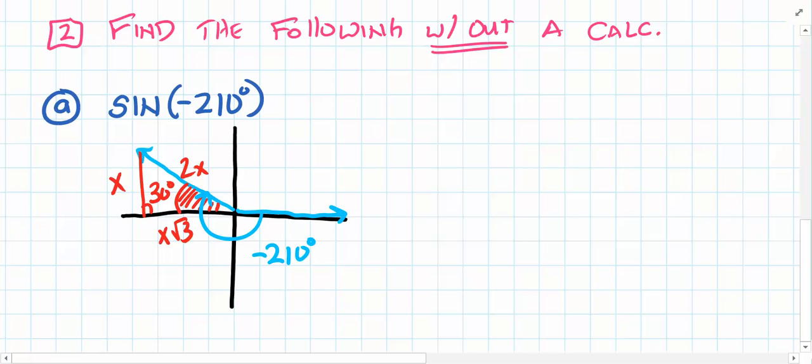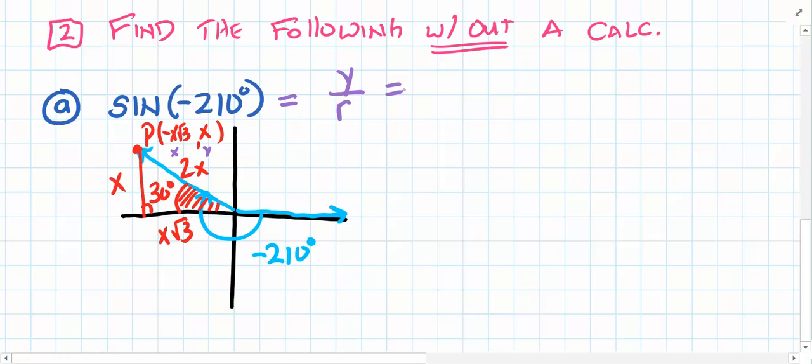Okay, now that we have the sides labeled, I want you to consider a point. So consider a point right there. We'll call that point P. What would be the coordinates of that particular point if I had to get there in the coordinate plane? Negative x root 3, comma, x. Good. So the x value is negative x root 3. The y value is x. What's the r value? 2x. Very good.